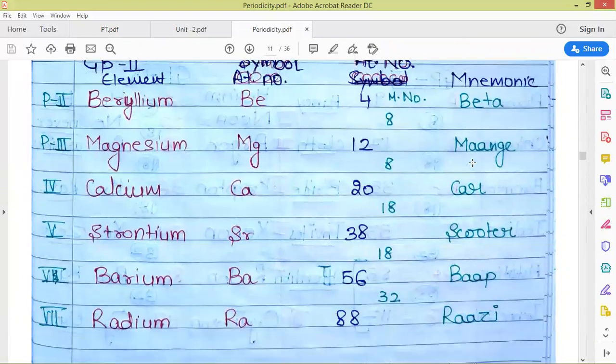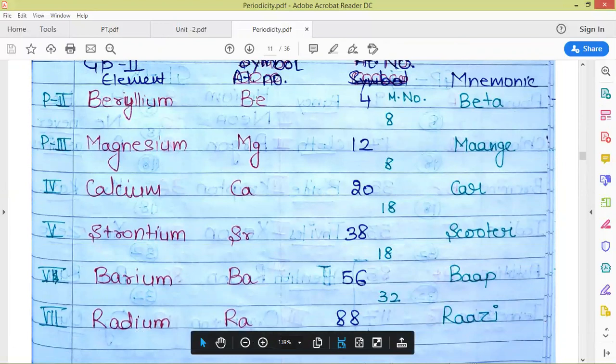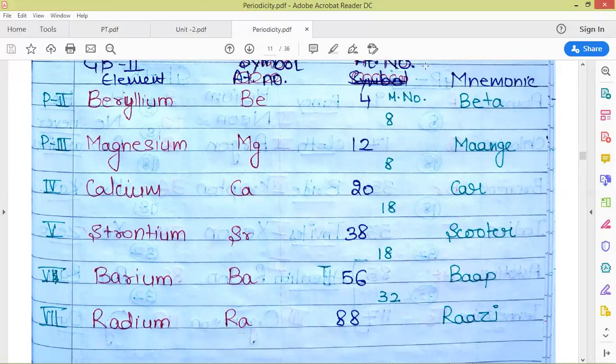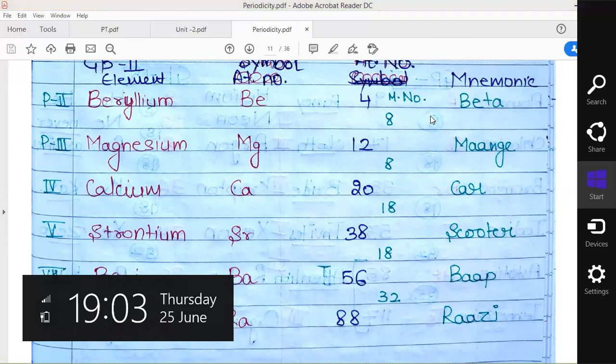Group 2 elements are beryllium, magnesium, calcium, strontium, barium and radium. These are the symbols and these are the corresponding atomic numbers. The magic numbers are the same as we discussed for group 1. The mnemonic for this is: Beta, Be; Mange, for Mg; Car, for calcium; Scooter, for strontium; then we have barium, and Baap, Razi. So the mnemonic is beta, mange, car, scooter, Baap, Razi.